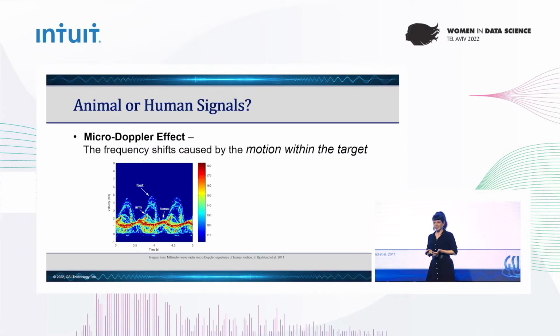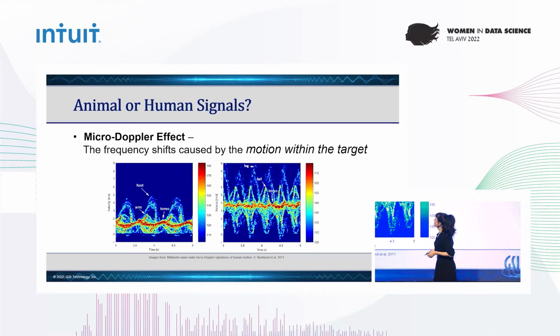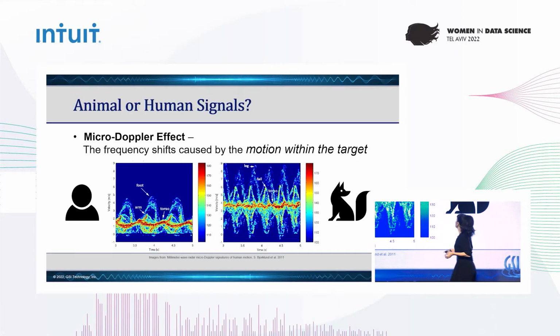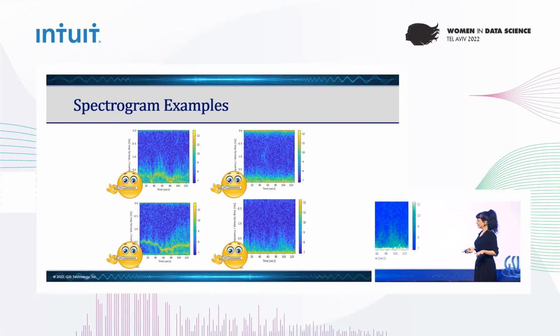So for this, the micro-Doppler effect comes in, which are the small frequency shifts caused by the motion of the target within itself. Those micro-Doppler signals around the center of mass actually represent the movement of the limbs, like the arm or the foot, or perhaps the tail. So actually, the nature of these signals is what can help us differentiate between what is human and what is an animal. But easier said than done.